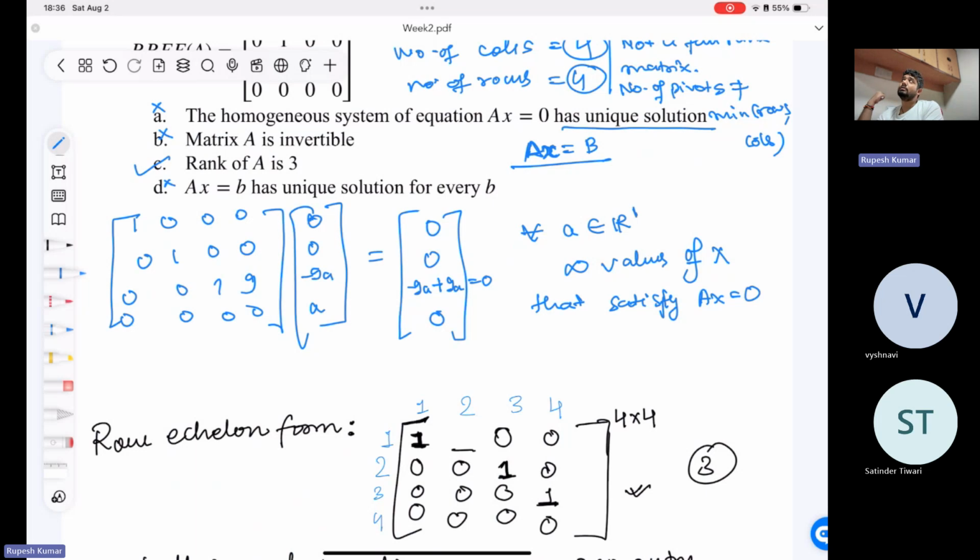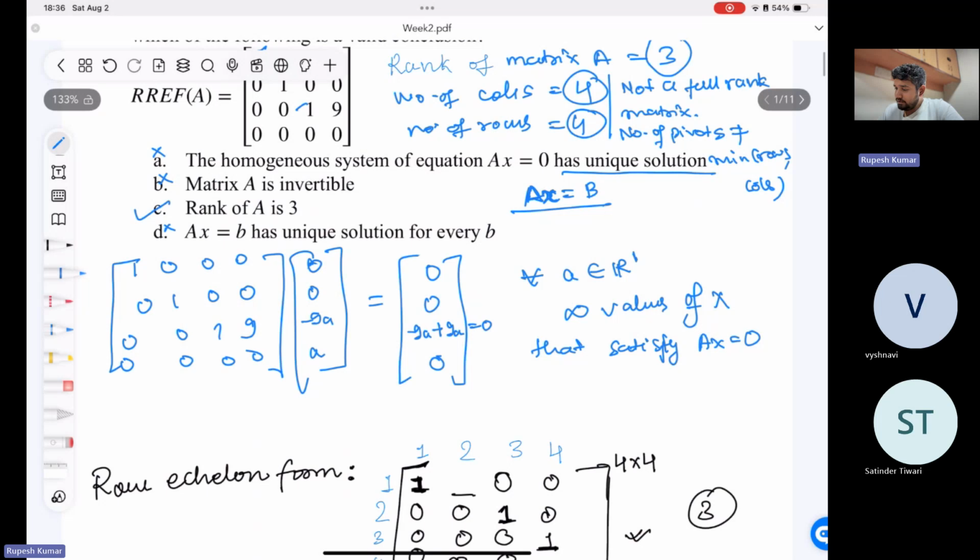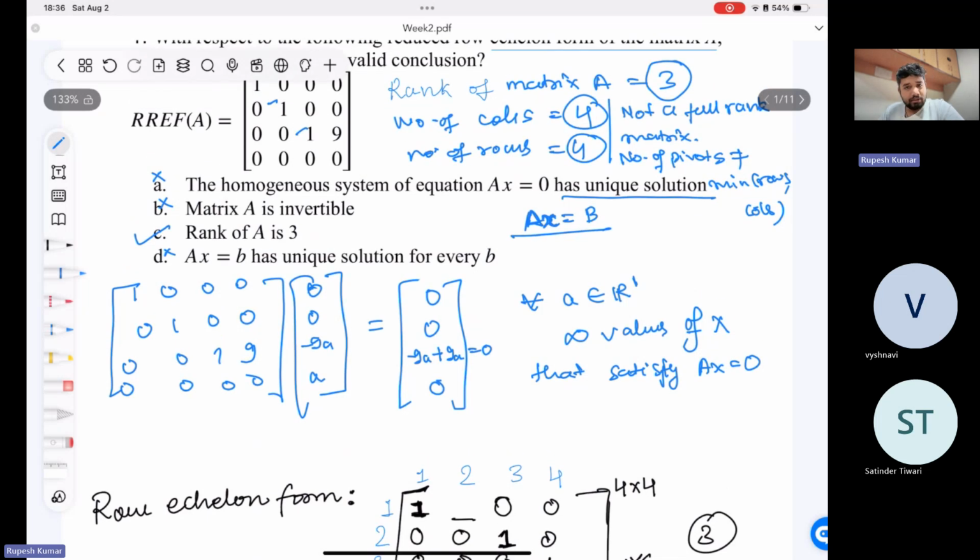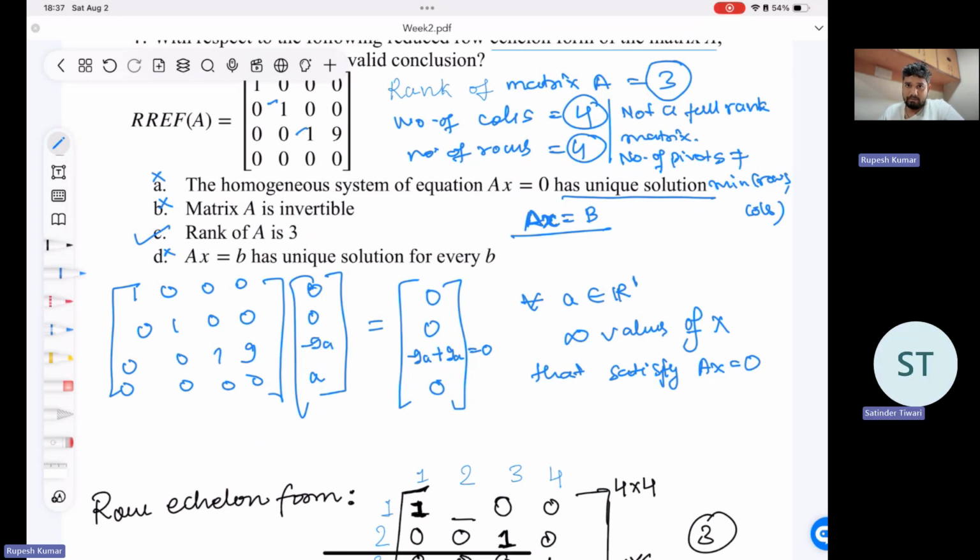Yeah, let me think. If the matrix is not full rank, then basically what happens if you try to solve a homogeneous system of equations, right? For homogeneous systems of equations, you will always have infinitely many solutions, right? Always.